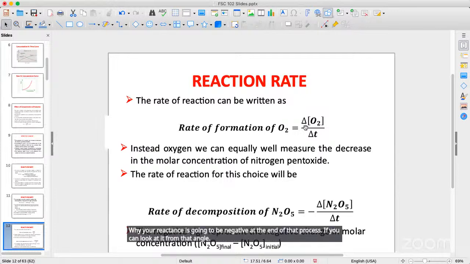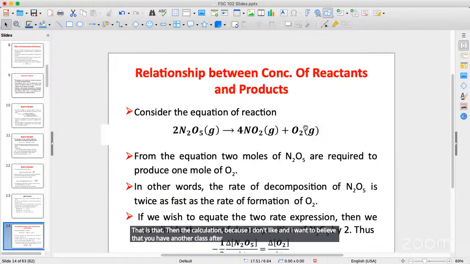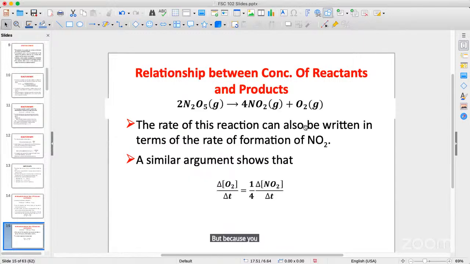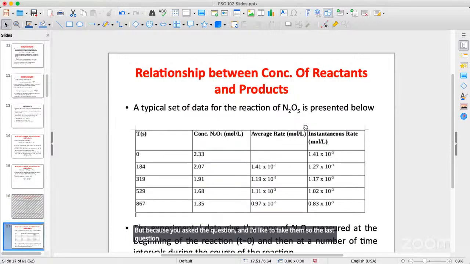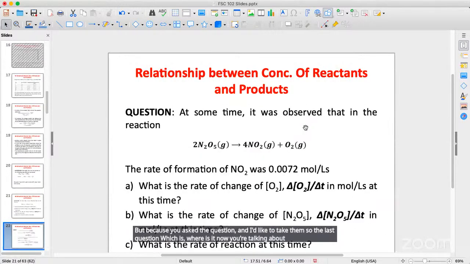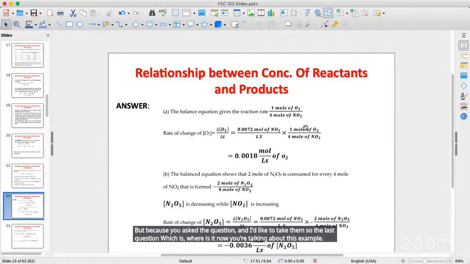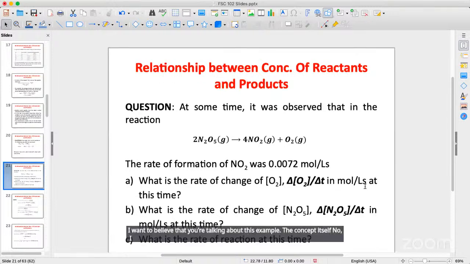That is that. Then the calculation, because I don't like to delay students, and I want to believe that you have another class after this. But because you asked the question, I'd like to take it. So the last question is, where is it now? You're talking about this example. I'm sure you're asking about the concept.